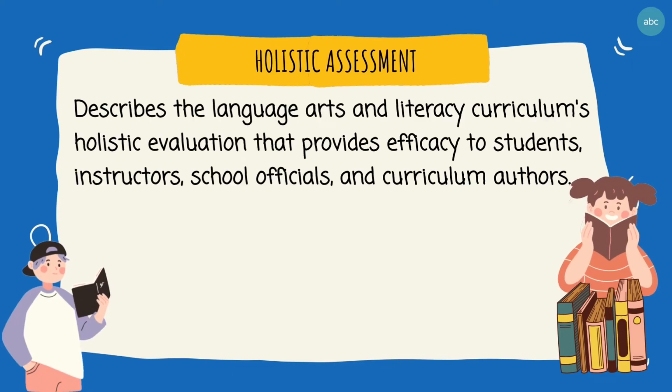Component 4 describes the language arts and literacy curriculum's holistic evaluation, which provides feedback on its efficacy to students, instructors, school officials, and curriculum authors. Holistic assessment refers to the continuous collection of information on many characteristics of a child from various sources with the purpose of providing qualitative and quantitative feedback to aid and steer the child's growth.